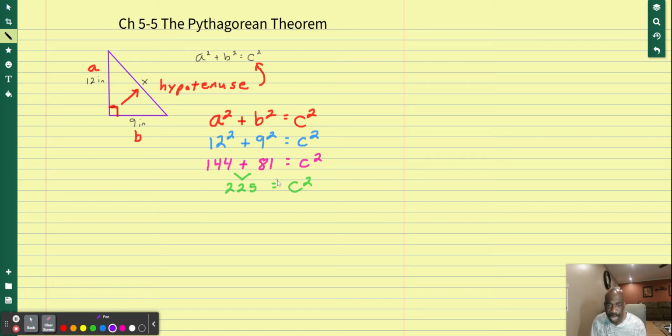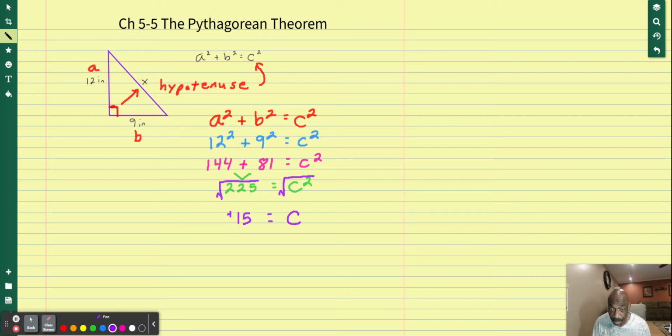If you remember, to get rid of that square right here, we're going to square root. And whatever we do to one side, we got to do to the other side. Okay? Therefore, the square and the square root cancel each other out. You're left with C on this side. And the square root of 225 is 15. Keep in mind, it is positive and negative 15.